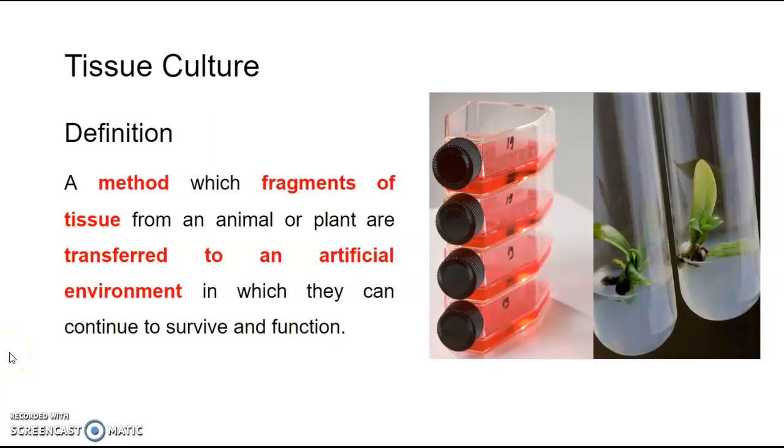Moving on, we will explore examples and applications of tissue culture. Tissue culture is a method in which fragments of tissue from an animal or plant are transferred to an artificial environment in which they can continue to survive and function, such as agar or liquid medium, rich with nutrients and hormones. There are many techniques in tissue culture, but we will only be looking at two techniques for plant and animal tissue culture.